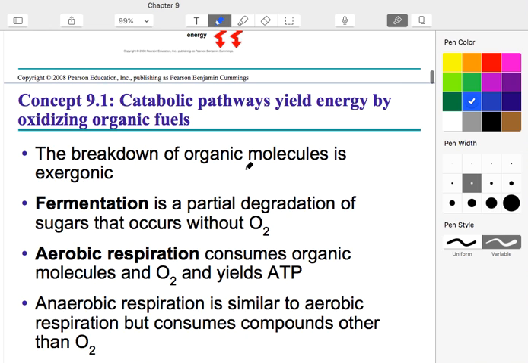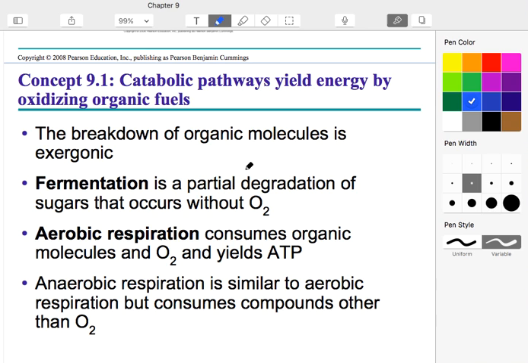Next, there are some catabolic pathways. We call that cellular respiration, which might be aerobic, anaerobic, or fermentation. Fermentation means partial degradation of sugars, which sometimes produces lactate or ethanol. There is no need for oxygen.